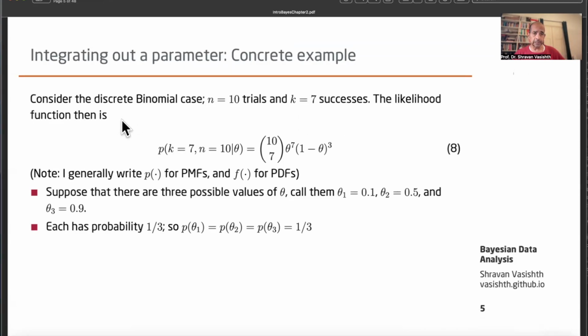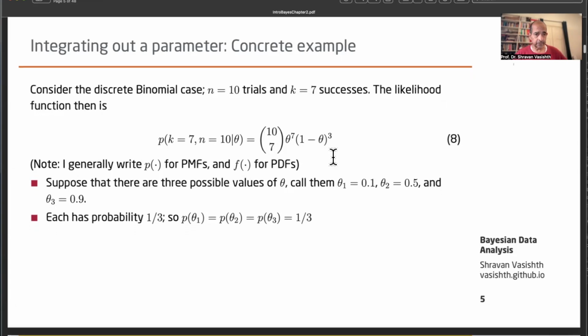So in this situation, the probability mass function is the one that we are familiar with from the binomial distribution. And here, this is my likelihood function now, right? This is the likelihood function because the only variable here is theta. The data are now known, and so they are fixed numbers here, okay?